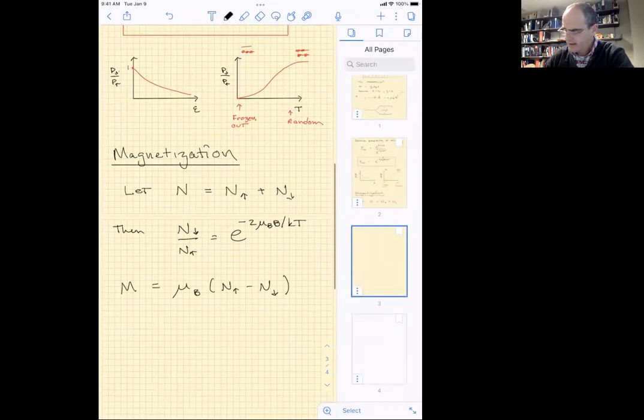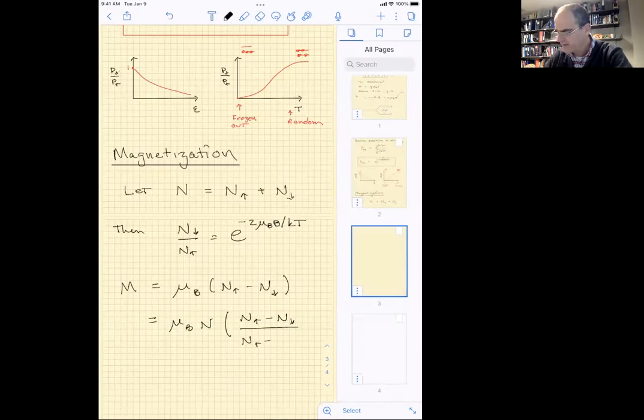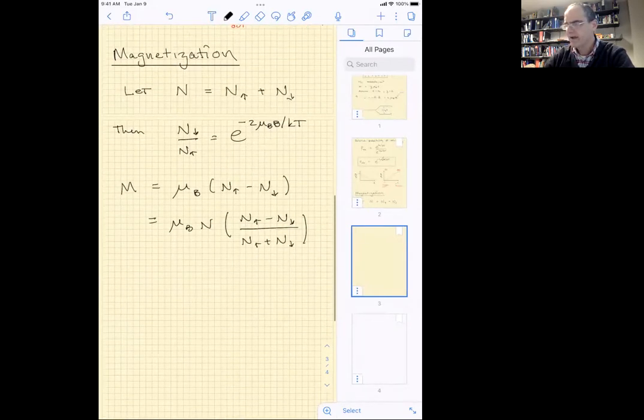It's helpful to rewrite this. We'll write it as mu B times, we're going to factor out N. So now we're going to have mu B N times (N up minus N down) over (N up plus N down), since of course that's the same thing as the total number. And now we can work with that.